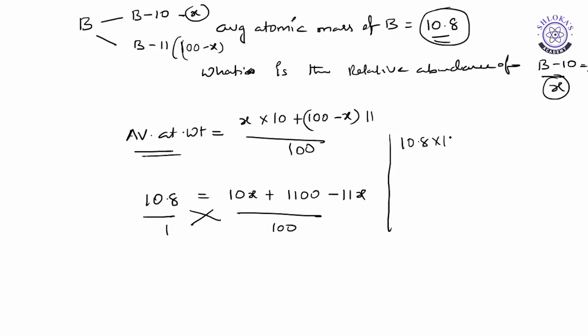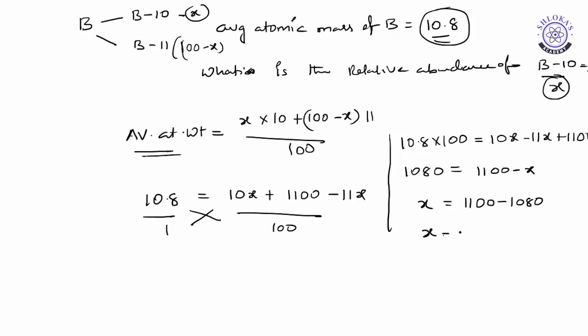10.8 into 100, which is equal to 10x minus 11x plus 1100. Do it. Here 1080 you will get, and here 1100 minus x you will get. If this minus x comes this side, it becomes plus, and if this plus 1080 goes to the right side, it becomes negative. 1100 minus 1080, so x is equal to 20%.